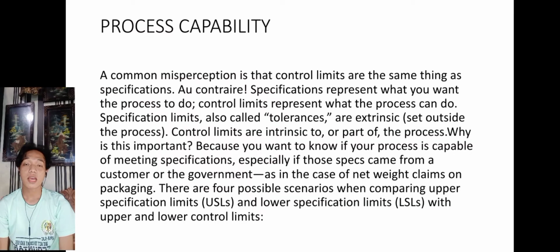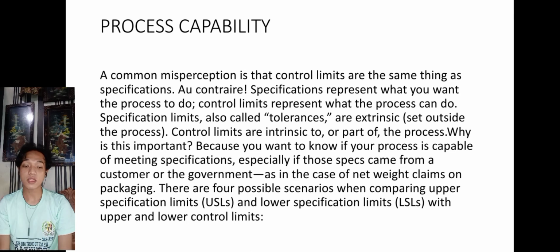Process capability. A common misperception is that control limits are the same thing as specifications. Au contraire, specifications represent what you want the process to do. Control limits represent what the process can do. Specification limits, also called tolerances, are extrinsic, set outside the process. Control limits are intrinsic to, or part of, the process.